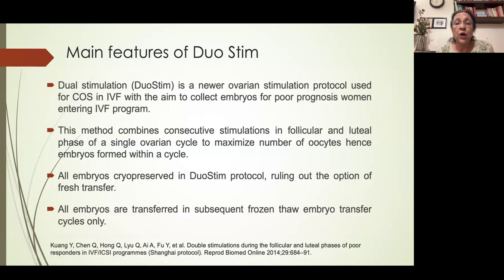This method combines consecutive stimulations in the follicular and luteal phase of a single ovarian cycle to maximize the number of oocytes, hence embryos which can form within a cycle. The only thing is that all these embryos need to be cryopreserved in the Diostim protocol. Why? As I told you, the uterus is running at its own pace. It is getting a taste of progesterone, a taste of estrogen rising. So it is not fit for implantation. Hence, we need to cryopreserve, and therefore we have no option of fresh transfer. All embryos are transferred in subsequent frozen-thaw embryo transfer cycles only.